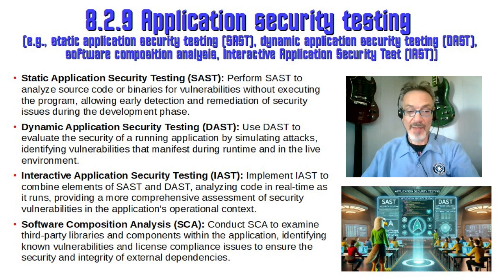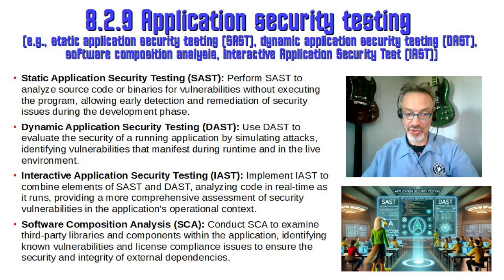8.2.9 Application security testing. One of the most critical steps in the software development process, as it ensures that your application is free from vulnerabilities before being deployed. So you'll need to know these different types of tests. Static application security testing, or SAST. SAST involves analyzing source code or binaries without actually executing the program. It helps detect vulnerabilities early in the development phase, such as input validation problems, buffer overflows, and code injection. This is important because fixing issues at this stage is far easier and less costly than addressing them after deployment.